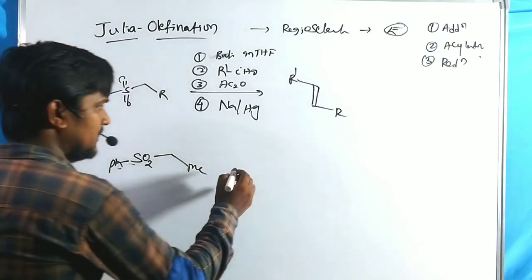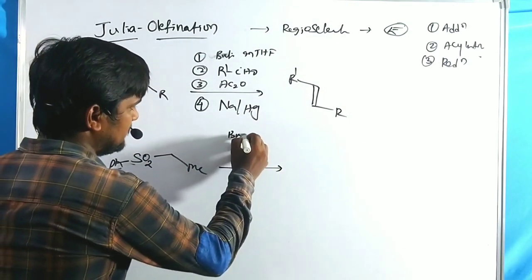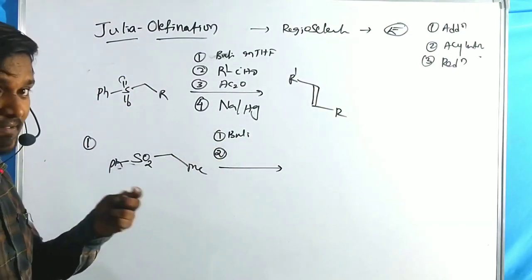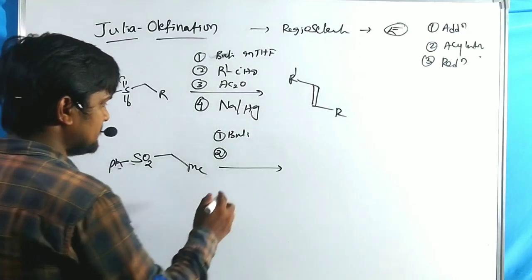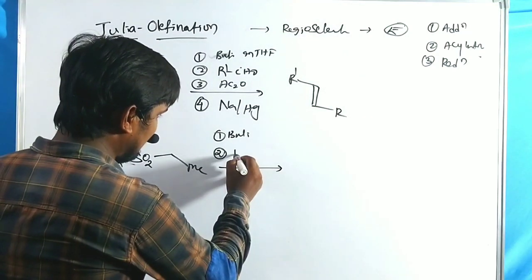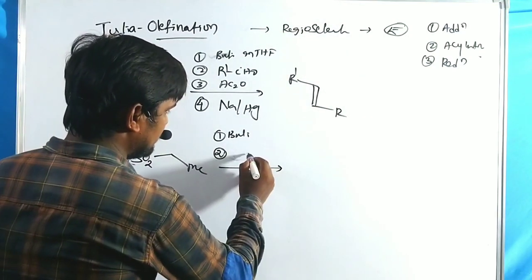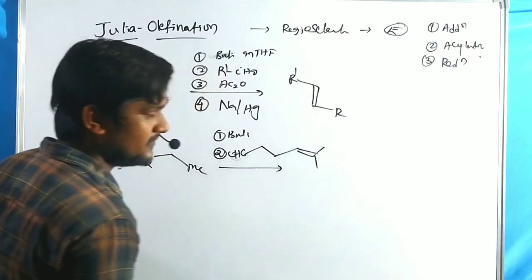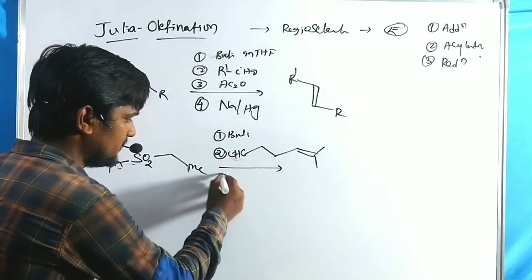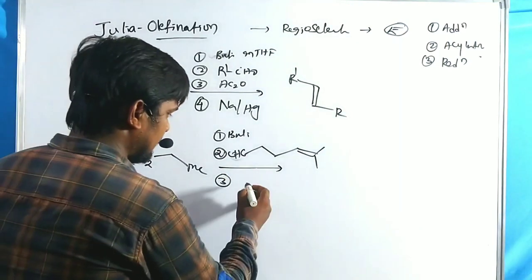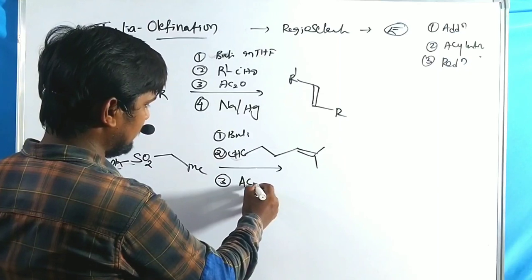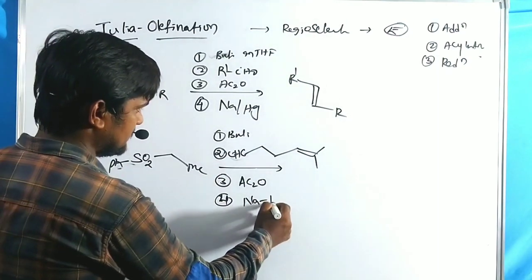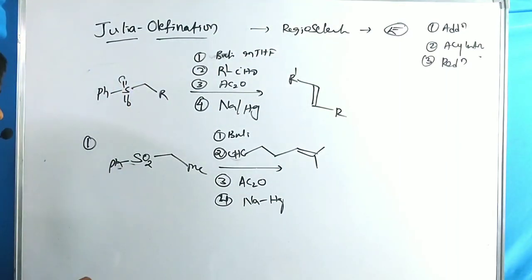Here we use butyl lithium as the base in the first step. The second step is an aldehyde; here we use an aldehyde like this. In the third step we use acetic anhydride, and the fourth step is sodium mercury amalgam, Na/Hg. So let us go through it step by step.